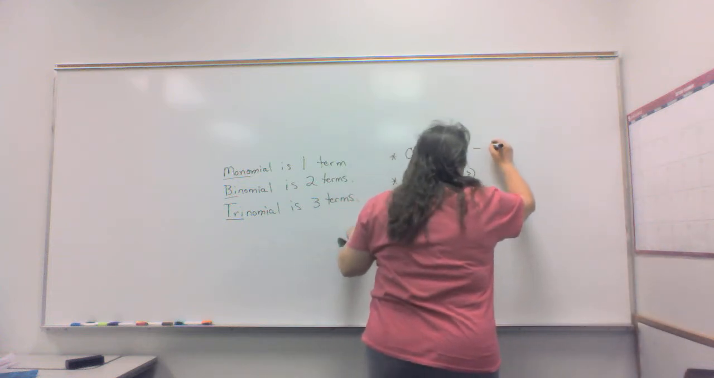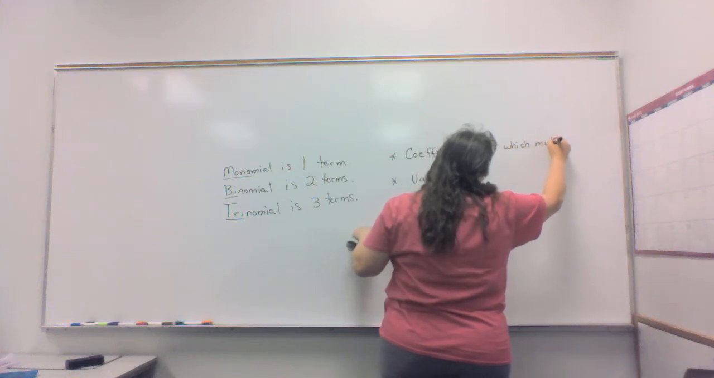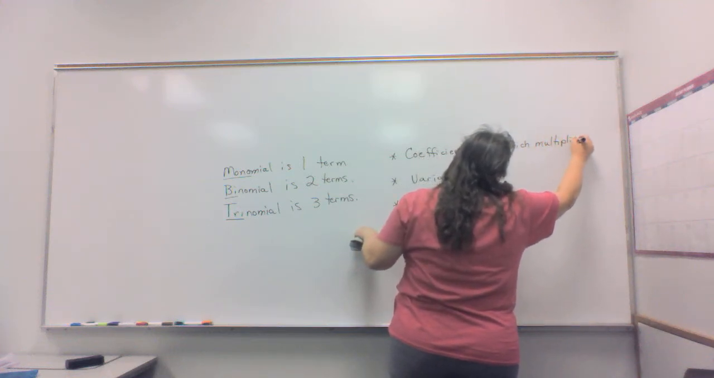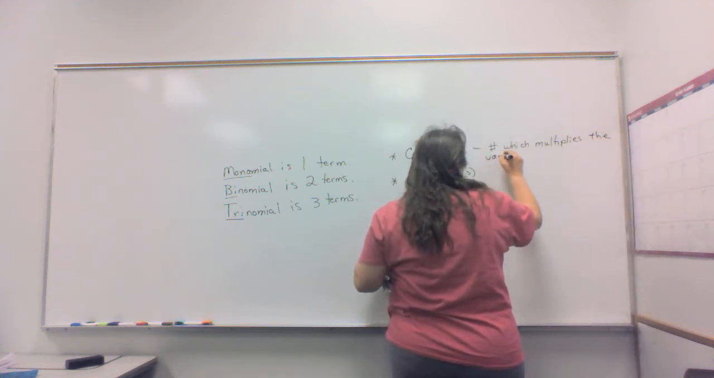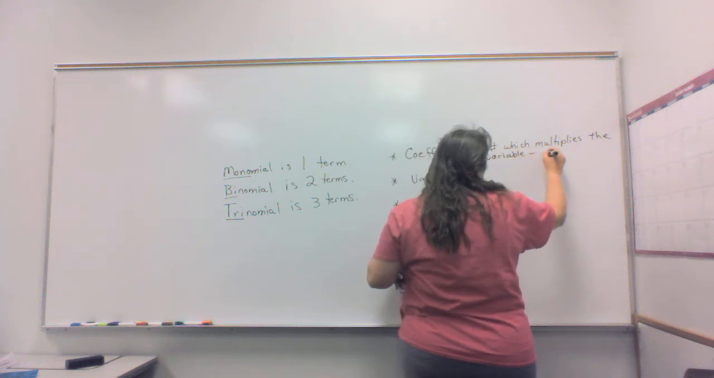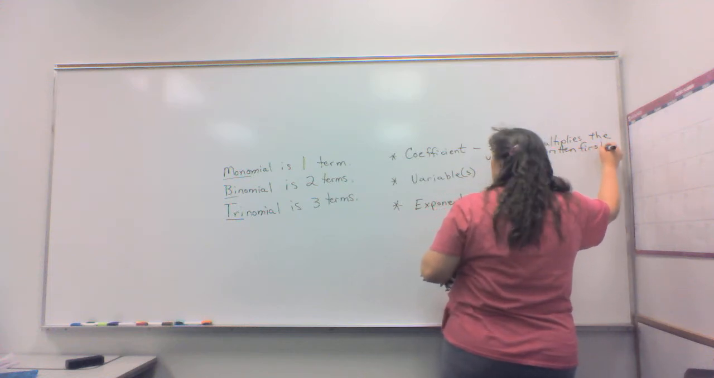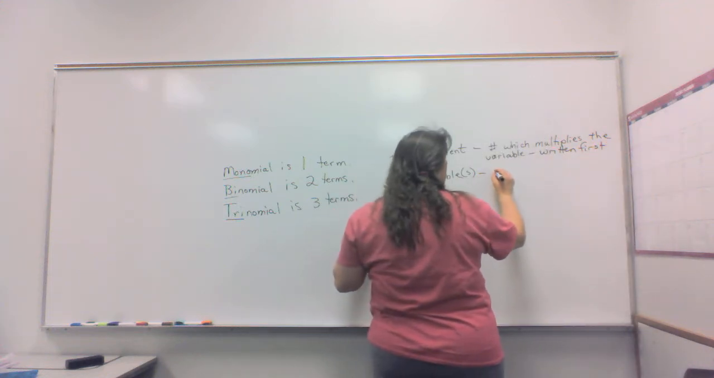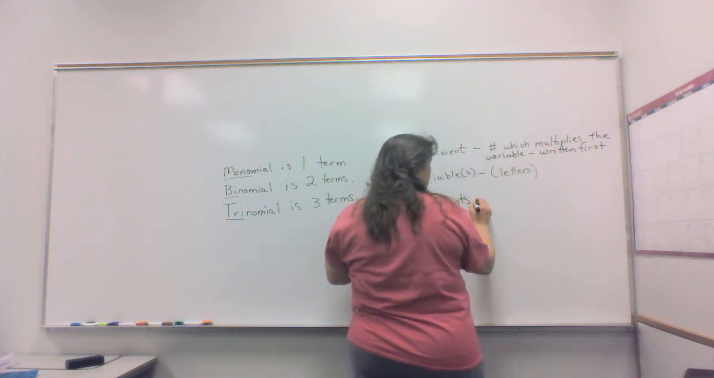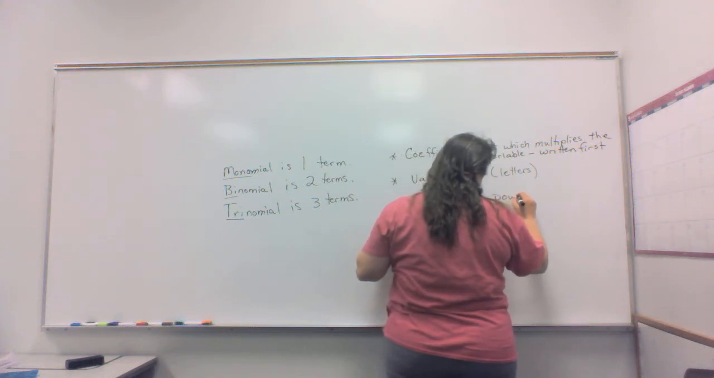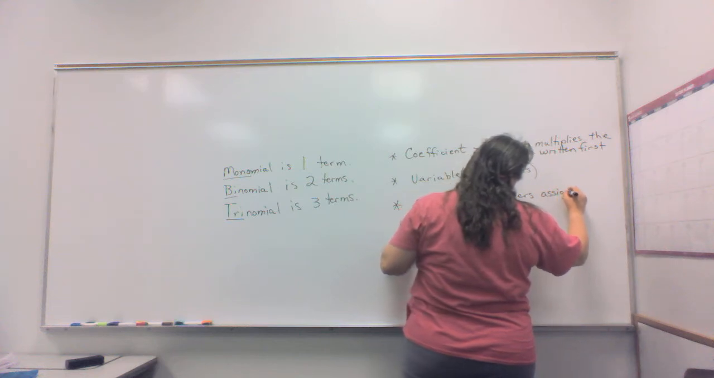The coefficient is the number which multiplies the variable, and it is always written before the variable, written first. Okay? That's your coefficient. The variable refers to the letters that are part of the term. And the exponents are the powers assigned to variables.